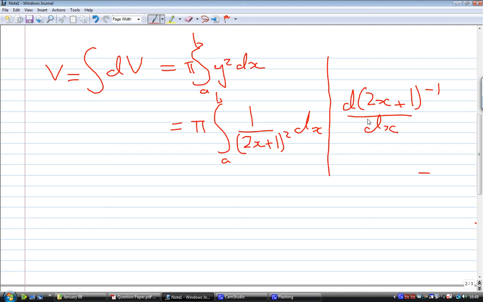Well, I get a minus 1 from differentiating the bracket as a whole. Use the cover up rule: put your hand over that lot, the minus 1 from the top, get a minus 1 there. And I get a 2 from inside, times 2, and what do I get here? 2x plus 1 to the minus 2.